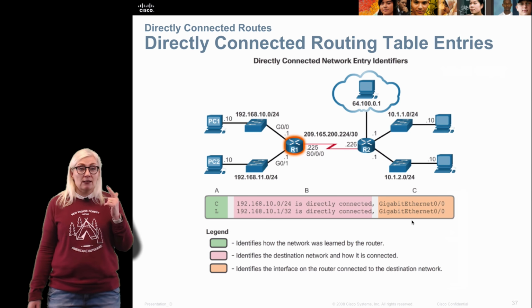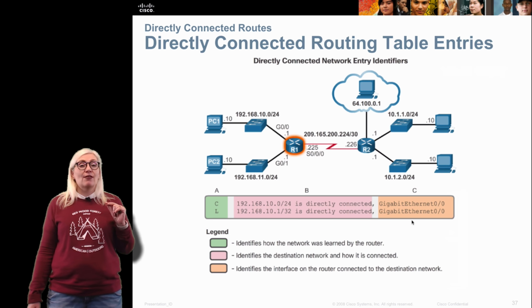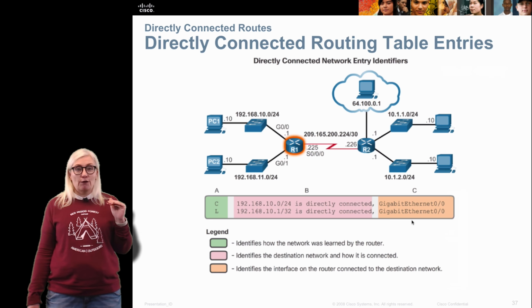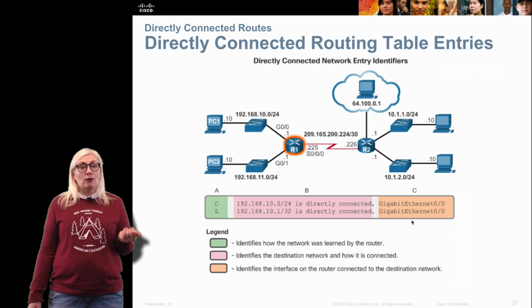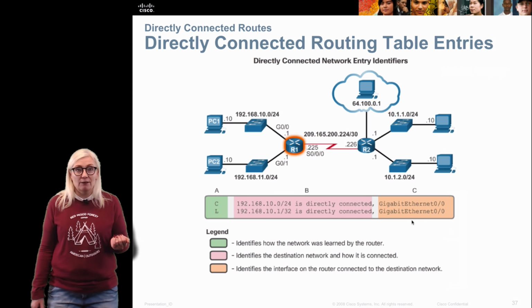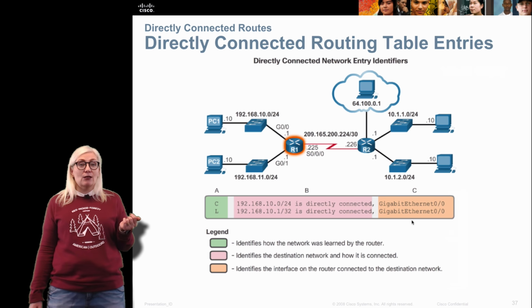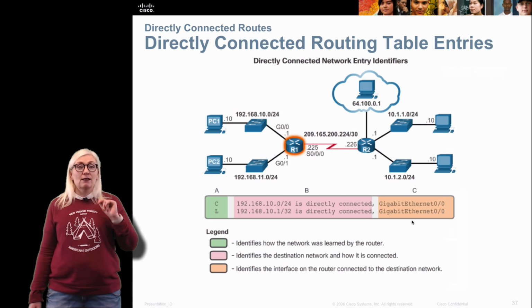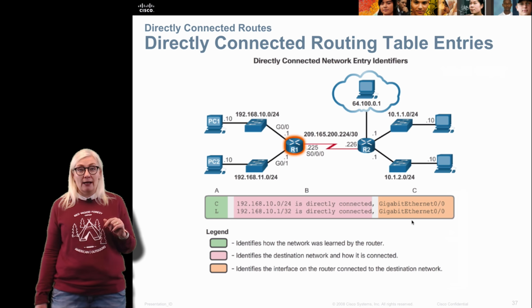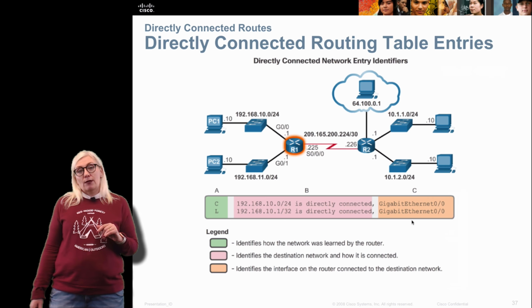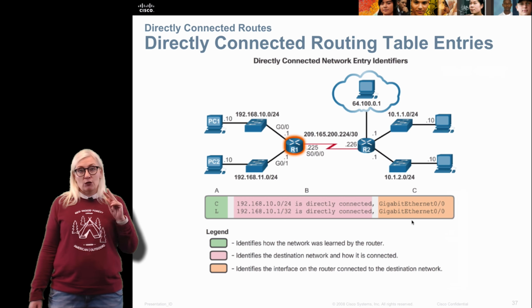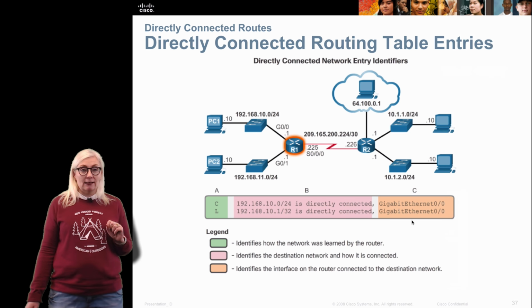The first one with the C in front of it is the directly connected network. So this is the network address. It's a /24. And the second one with an L in front of it is the actual local interface, the IP address of the interface. So this here is 192.168.10.1, which is the IP address that I have set up on G0/0. So 2 entries for a directly connected network.